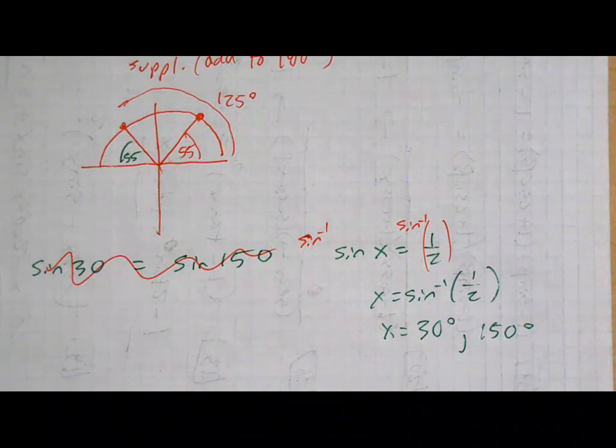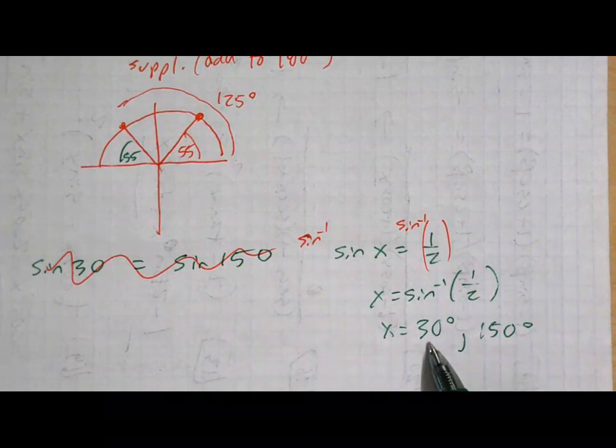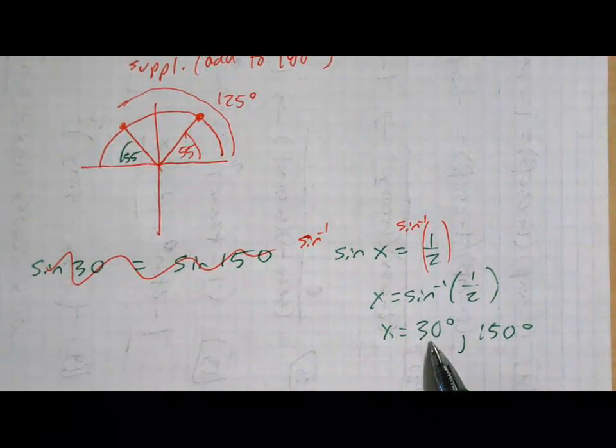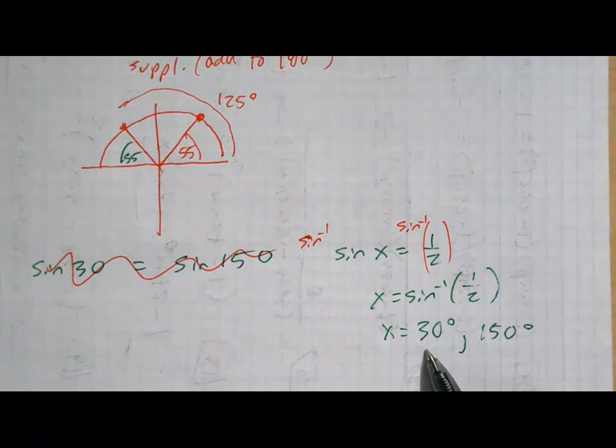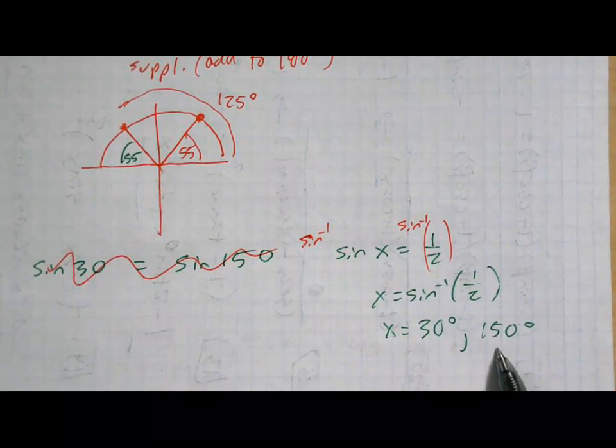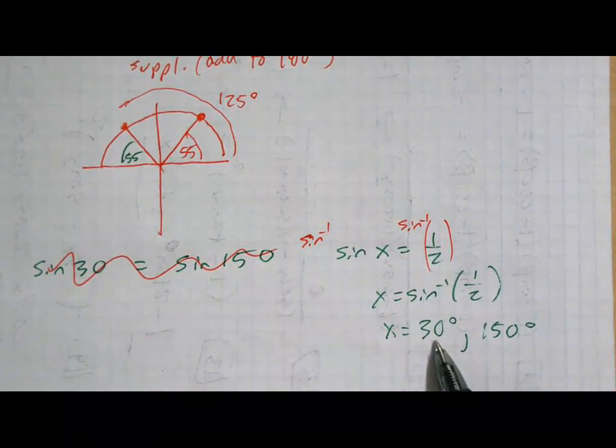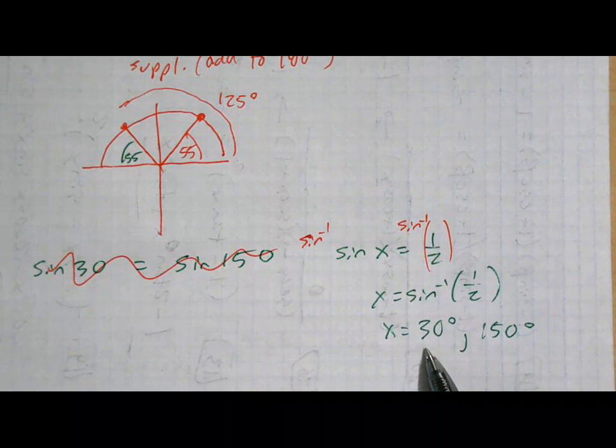How could I find another angle, other than 30 and 150, that would work for this? Add 360, right? What are we talking about now? Coterminal angles. We could add 360 or subtract 360 from both of these, right? Now, if we did that, are we going to get angles that we're interested in right now?